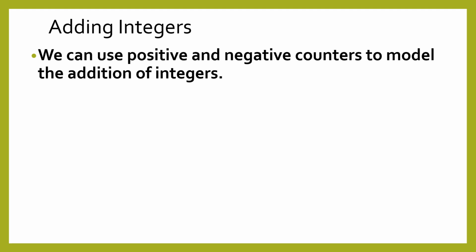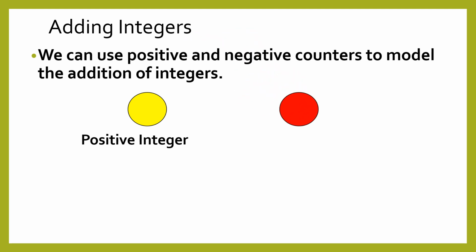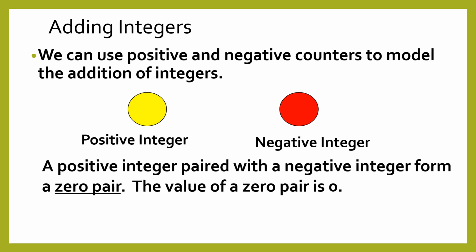So in adding integers, you can use positive and negative counters to model the addition of integers. We have the yellow circle as a positive and the red one as our negative integers. So a positive integer paired with a negative integer forms a zero pair. So the value of the zero pair is 0.